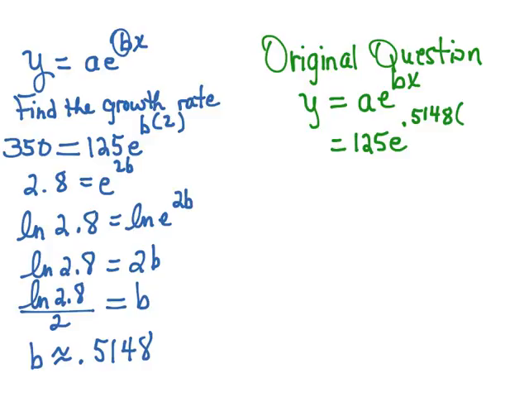And then I'm going to let x be 4, because if 125 is at 2 days and I want to know what happens at 6 days, that will be 4 days later. So I enter this on my calculator and I get 980 flies.